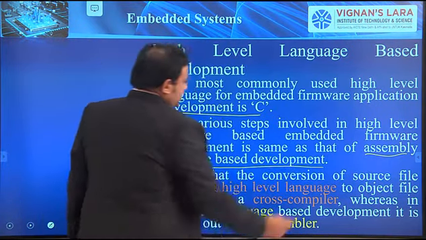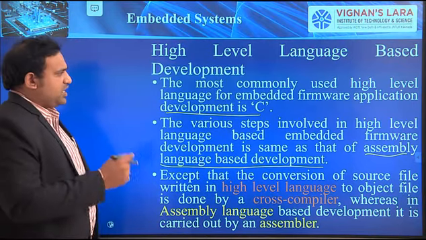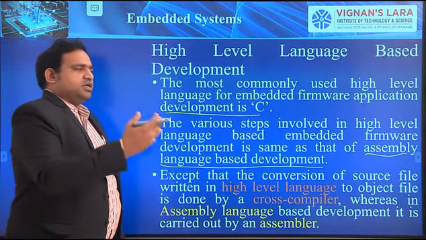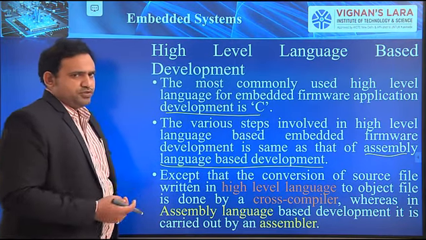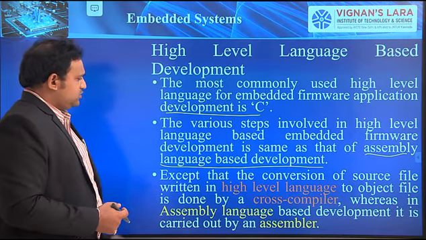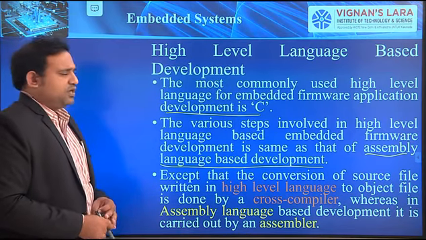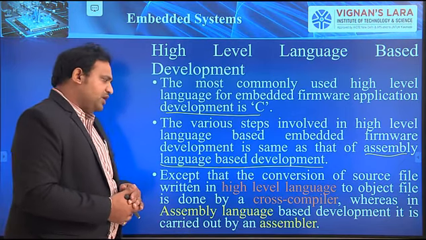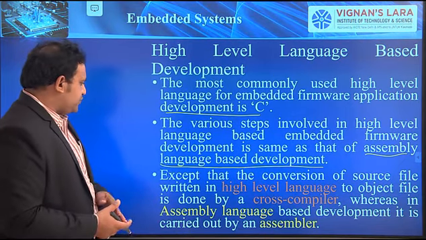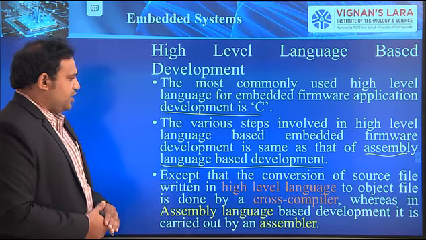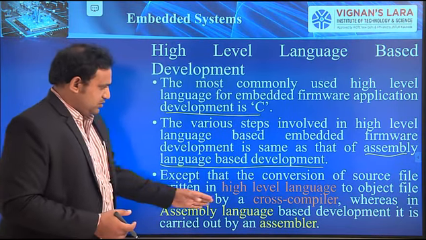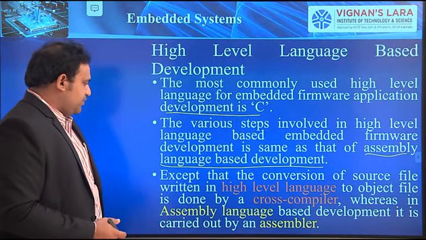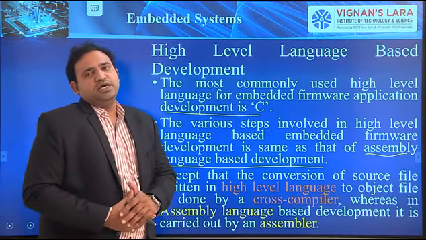Most of the steps, in the previous class we went through the steps of how the assembly level language is converted or transformed to machine level language. The steps are mostly common, except that in place of an assembler we will use a cross compiler here. The conversion of the source file written in the high level language to an object file is done by the cross compiler, whereas in assembly language based development it is carried out by an assembler.